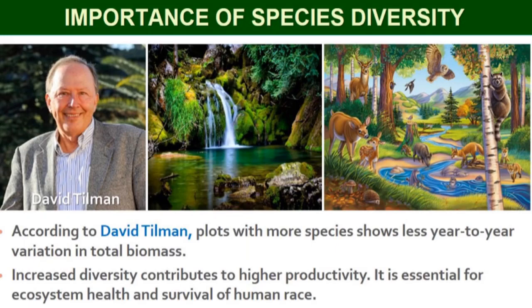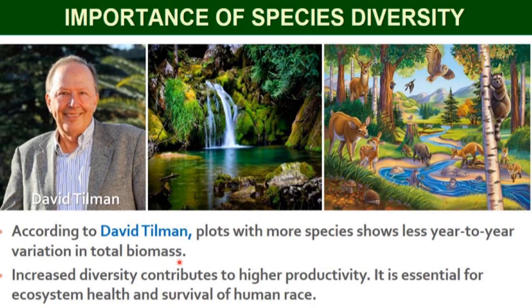Now the next topic is the importance of species diversity, how species diversity is important for us and for the ecosystem. According to David Tilman, plots with more species show less year-to-year variation in total biomass. Plots with more species, you can say areas with more biodiversity or species richness, show less year-to-year variation in total biomass, meaning in their total productivity. In those areas there is less variation.